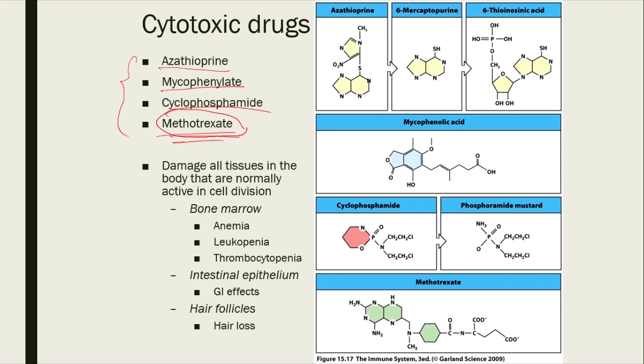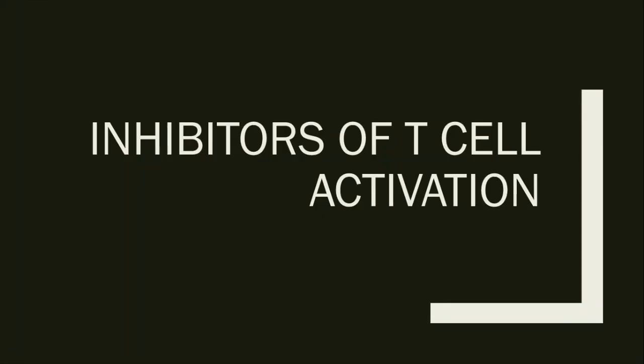Basically, they just kill cells. They damage all tissues in the body. They are not selective. Normally they target cells in active cell division, i.e. cells in the bone marrow, intestines, and hair follicles, leading to different types of unwanted side effects such as anemia, leukopenia, thrombocytopenia, GI effects, and hair loss. Alright, so pretty basic information here.